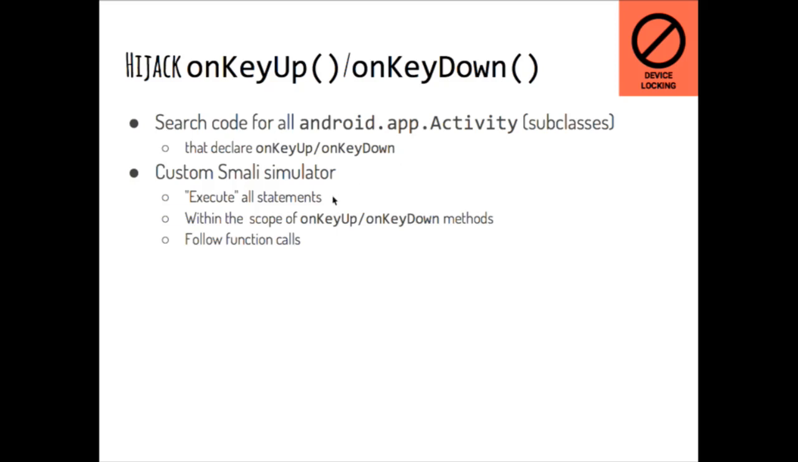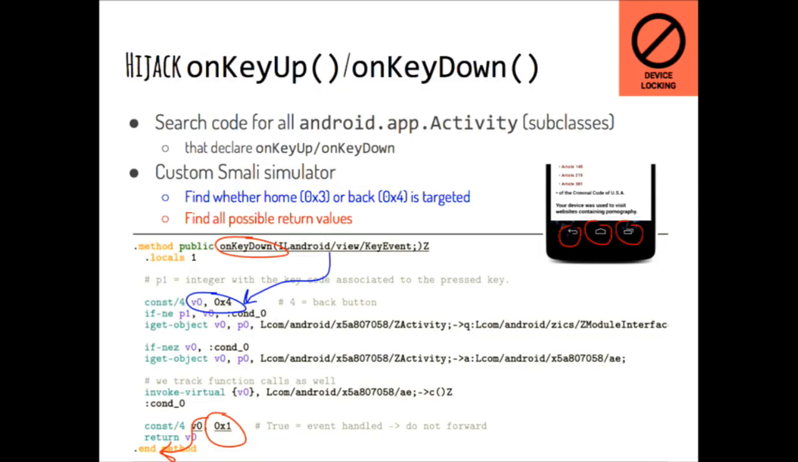the statements. We have created a custom Smali simulator. Smali is the representation of the bytecode in a readable form. And we execute all the statements one by one. You can think of it as an assembly for Dalvik, right? So we execute all of them into the scope of these functions, and we follow function calls if there are any. And what we want to find out are two key elements.